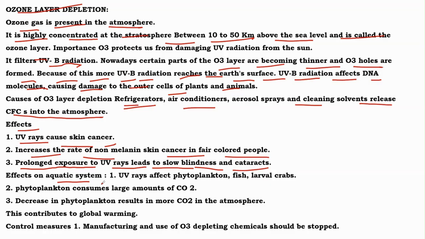Effects on aquatic systems: UV rays affect phytoplankton, fish, larvae, and crabs. Phytoplankton consume a large amount of CO2. A decrease in phytoplankton results in more CO2 in the atmosphere. This contributes to global warming. The control measures are that the manufacturing and using of O3 depleting chemicals should be stopped.